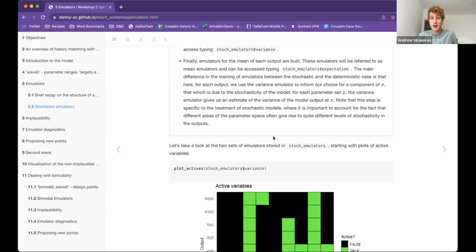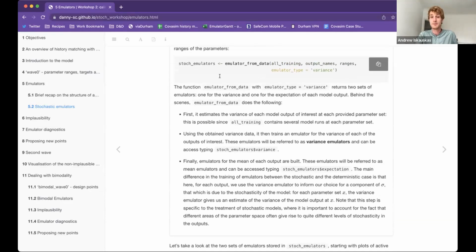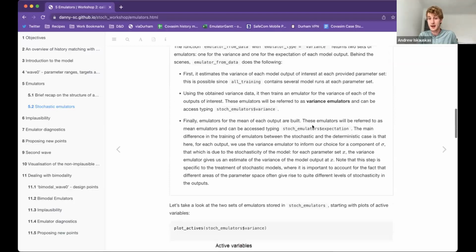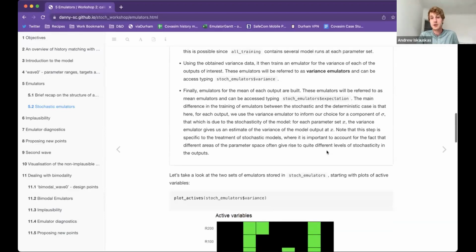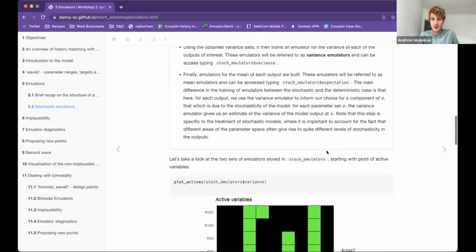So that's what we have. We can take our data, we can run emulator from data on it, we can give it all the training runs, we can give it output names, ranges, it chugs away, and it will chuck out a pair of sets of emulators. There is a crucial point here, which I don't know if is mentioned, but it's worth mentioning, which is one of the reasons that we give it the raw data is that there is no need to do the same number of repetitions at each point.